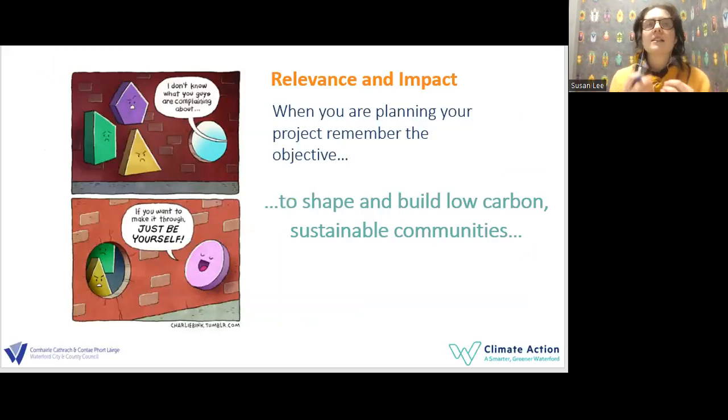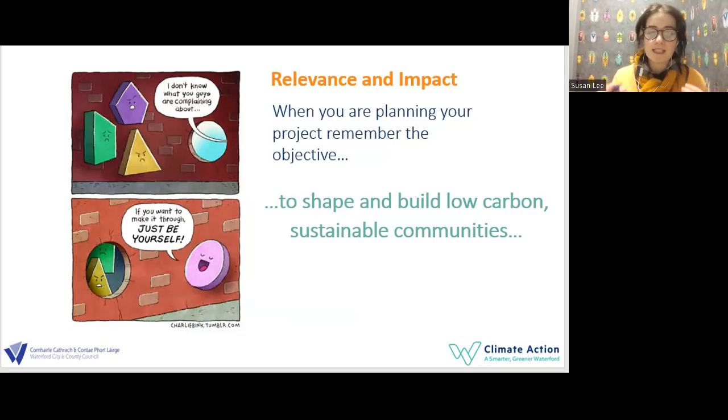When you're in the process of deciding what your project is going to be, remember to keep in mind the objective of this program is to shape and build low carbon sustainable communities. I've met many groups so far who have wonderful project ideas in mind for their community, but they aren't quite the right fit for this program. So please don't fall into the trap of having a square peg project for this round hole program. Always come back to that objective. Are you shaping and building a low carbon sustainable community? It has to be really clear how you're tying in with the program.